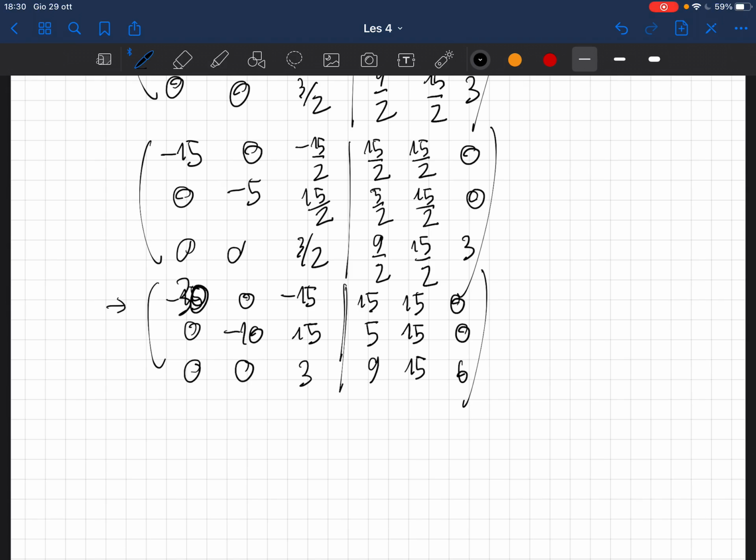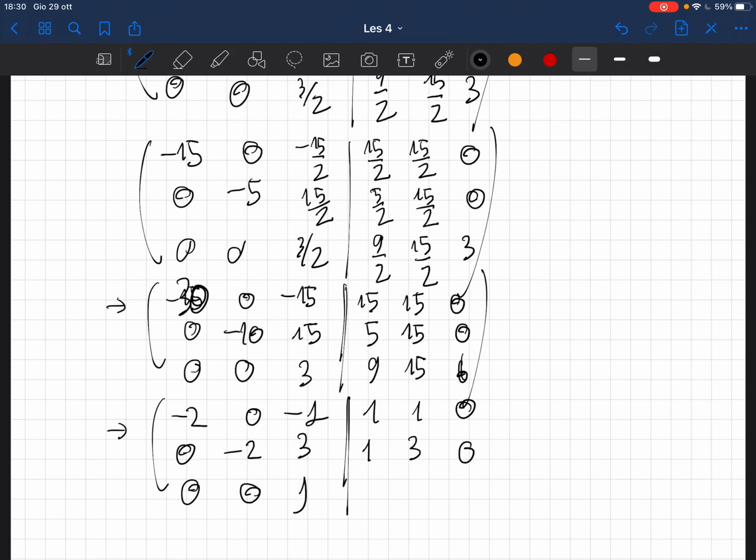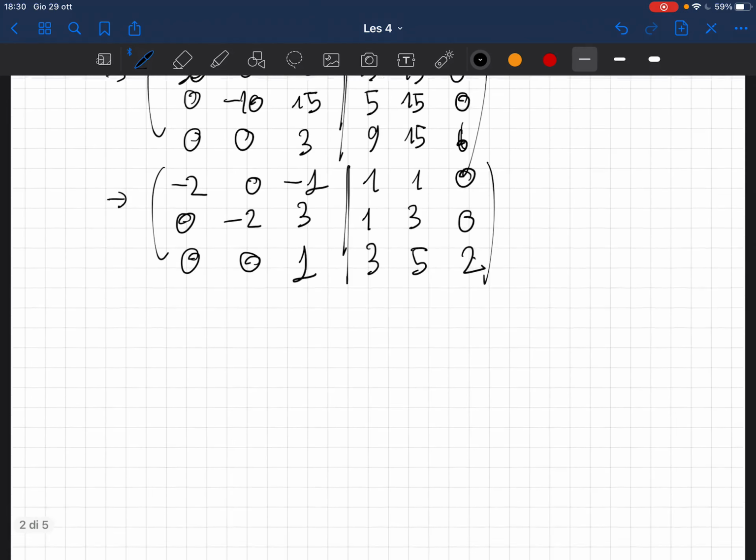I can also simplify a little bit, namely divide by 15 here, the first row. So we get minus 2, 0, minus 1, 1, 1, 0. And here we can divide by 5. 0, minus 2, 3, 1, 3, 0. And here we can divide by 3. 1, 3, 5, 2. Yes. Very good.